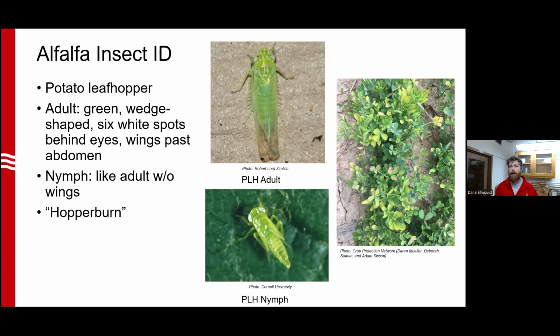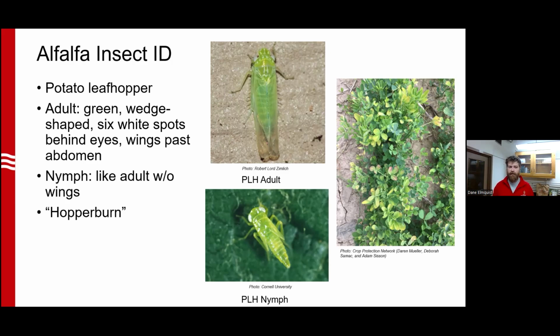In Wisconsin, potato leafhoppers will migrate up from the Gulf of Mexico, starting to arrive in about April, but the economically damaging populations are not usually present until like the second or third cutting of alfalfa, usually late June to August. So they're multi-generational, right? These populations are building up over the season.